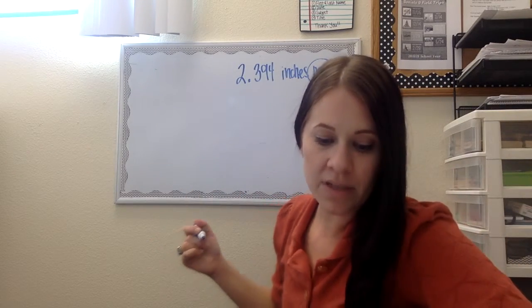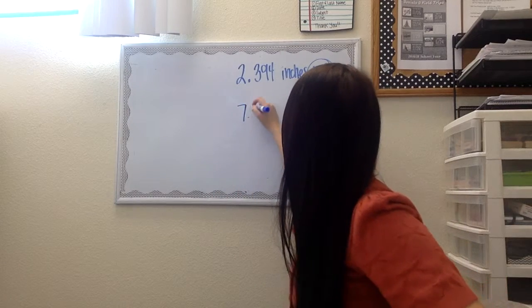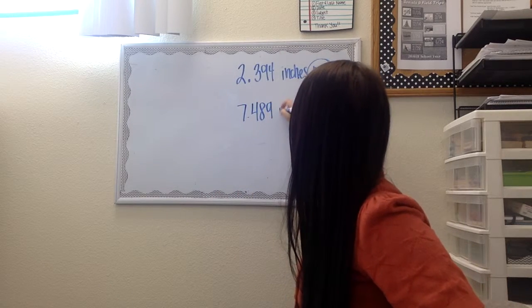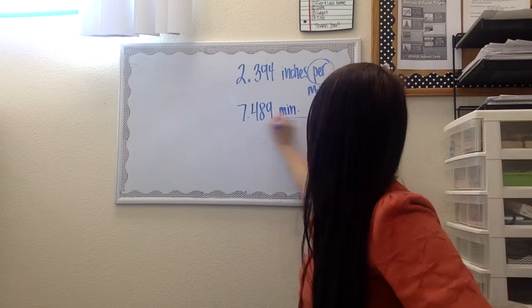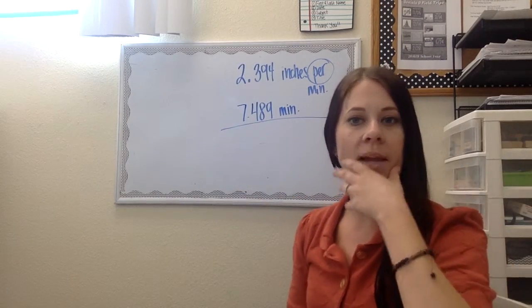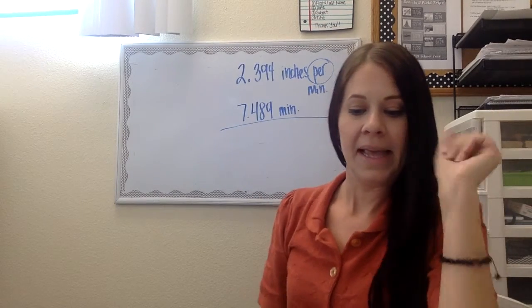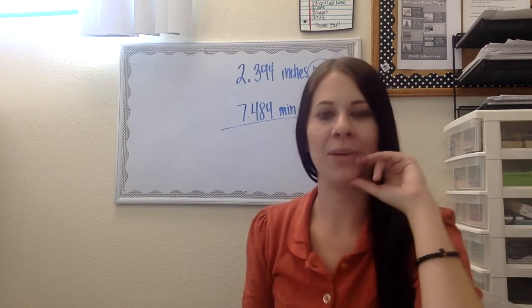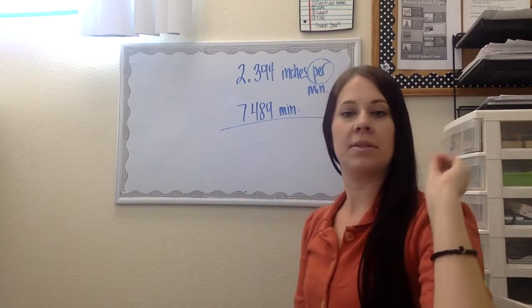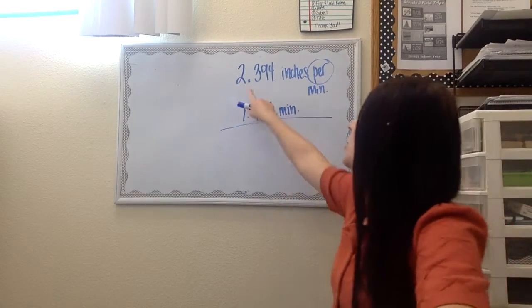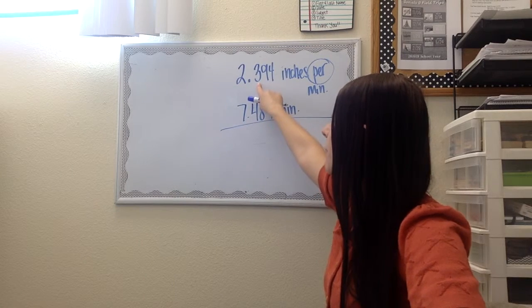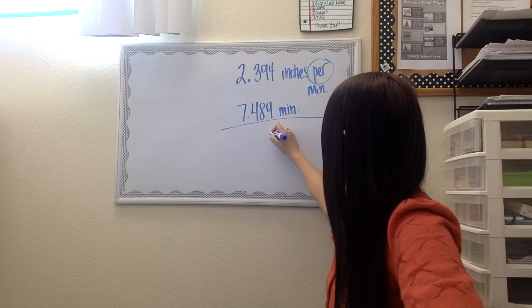So the snail is traveling 7.489 minutes. And I want to know if he continues at this rate, or I guess it could be a she, continues at this rate, how far will it travel? So I'm going to do just what I did last time. 2.3, because this is a 4 and below, should go to a 2.